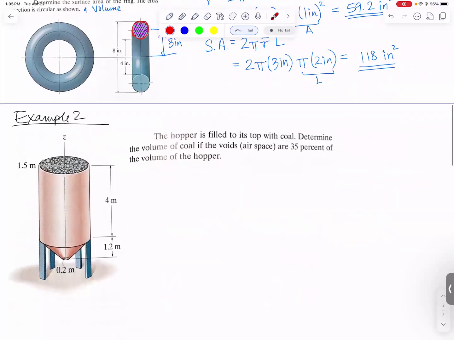Let's do one more example. This is a hopper that's filled with coal, and we're supposed to find the volume of coal given a certain void volume fraction. So 35% of the volume of the hopper is voids, is airspace. So we'll use that at the end. First, let's just find the volume of the hopper.